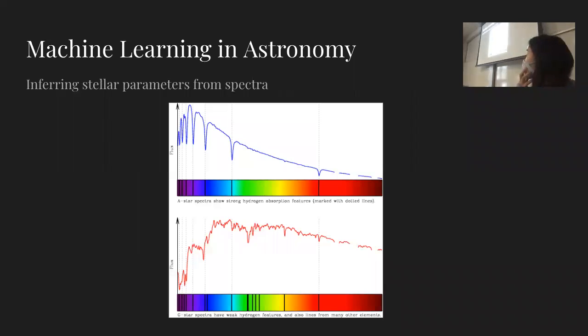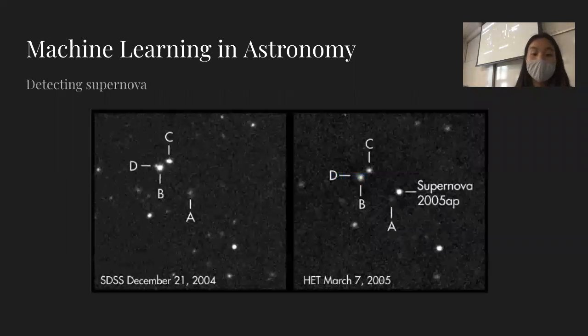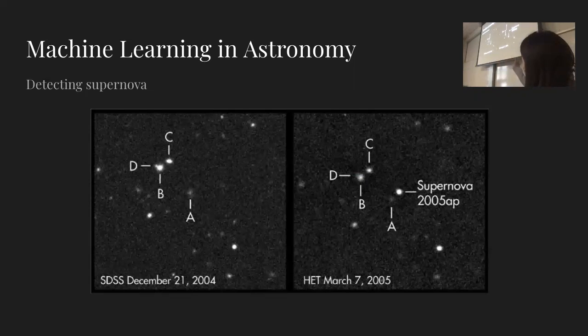As you can see with spectra, you can train your model on a bunch of spectra images with their labels. And then in the future, when you have new spectra, it'll be able to predict these. And with supernova, you can see the image on the left and the image on the right. The only difference is that the image on the right is a new image and has one small dot, which is a supernova.